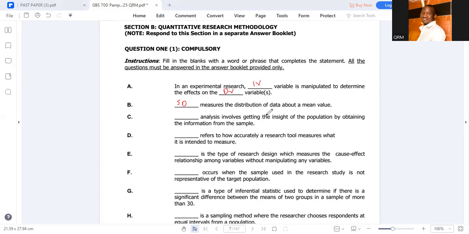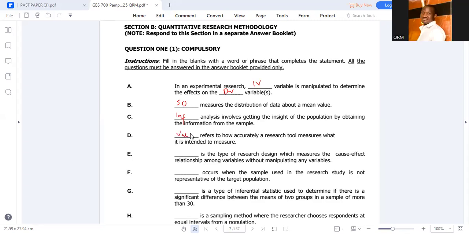Okay, let's go to question number C. Dash analysis involves getting insight of the population by obtaining information from the sample. What analysis? Could it be inferential? Yes, inferential. Okay. Dash refers to how accurately a research tool measures what it intended to measure. Validity. Validity, correct.